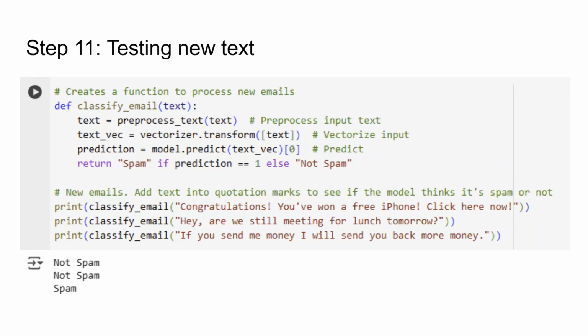And then this is something to be able to add new text to test it on. You see I have three different texts at the bottom, and it determined that the first 2 weren't spam and the last one was spam. The first one, I mean, it could be spam, but it may not be, so I don't know. It determined that it wasn't spam, the one about winning a free iPhone.